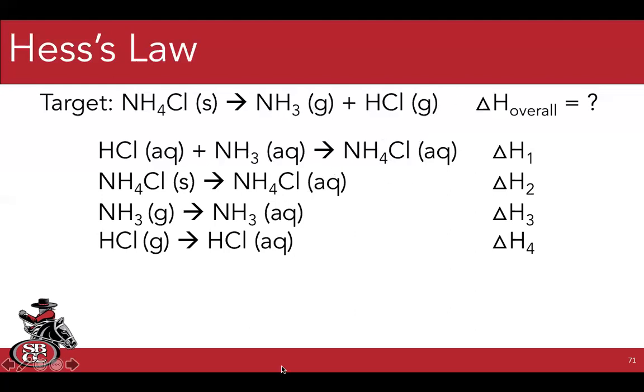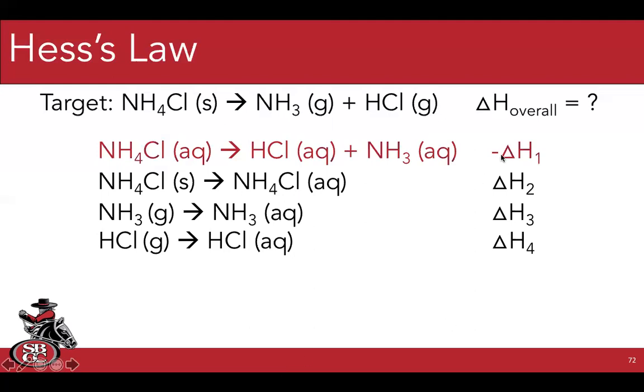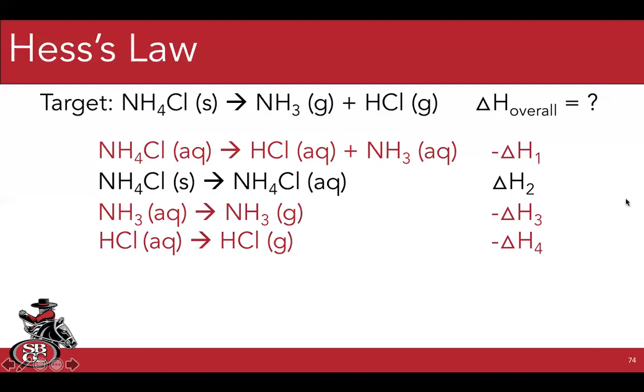So we're going to flip delta H1 and flip its sign. So now we have this aqueous ammonium chloride on our reactant side. We just flipped this first reaction and flipped the sign. And now we want to have our gaseous ammonia and gaseous hydrogen chloride on our product side. And right now they're on our reactant side. So we're going to flip reaction 3, and we're going to flip the sign of delta H3, and we're going to flip reaction 4, and we're going to flip the sign of delta H4.